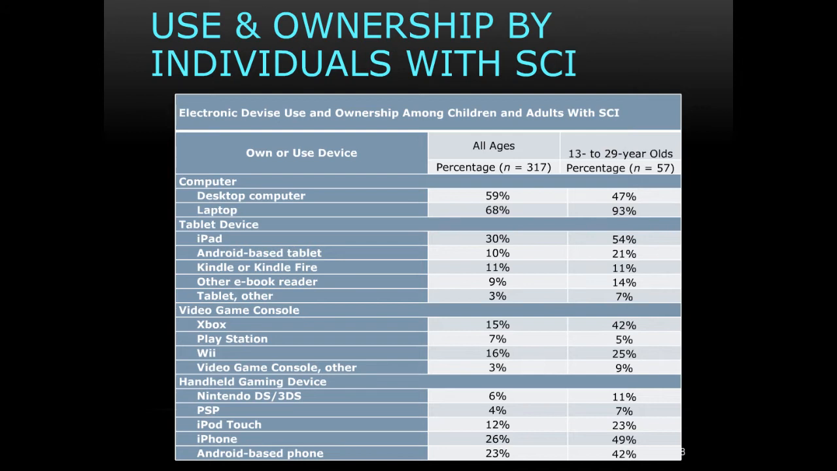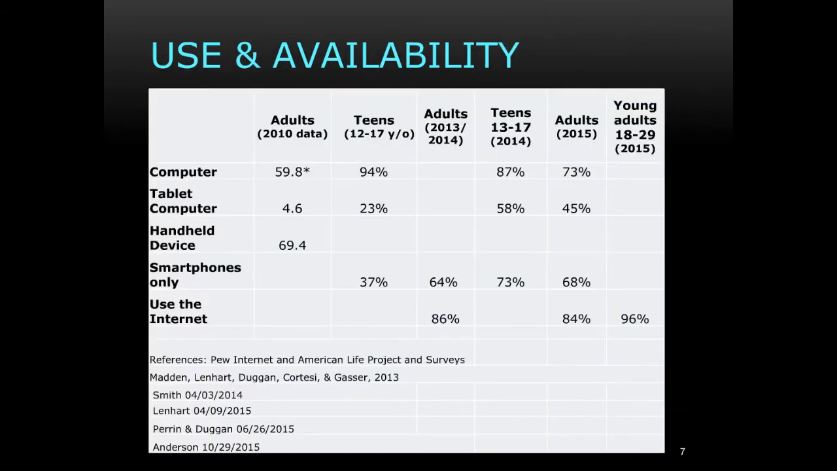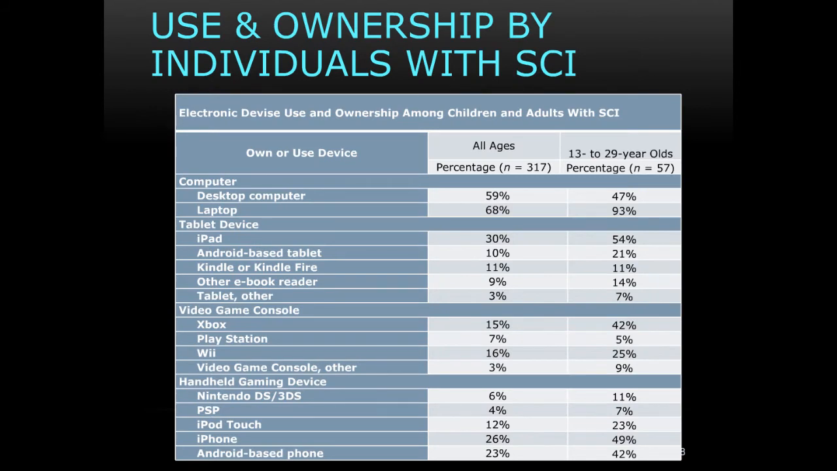Okay, this slide now is the use and ownership of individuals with spinal cord injury, where the one before that is the use and availability. That is from the American Life Project, and gives data for adults in the U.S. for the varying years 2010, 2013, and 2015 for the various categories. The second slide here is from survey data that we did here at the University of Michigan probably 3 years ago at this point.